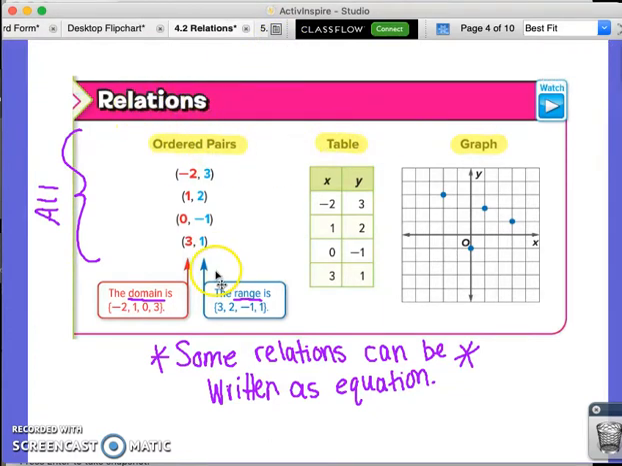Relations can be ordered pairs, so just written as ordered pairs. It can be written as a table. It can also be written as a graph. All of them are relations. The domain for these are going to be all of your x coordinates or x values of your ordered pairs. So the domain is going to be written like this. Remember, from least to greatest. Again, your range is just going to be all your y's written from least to greatest. Okay, and then your graph is going to be these ordered pairs graphed. So -2, 3, I go over to -2 and up to 3.